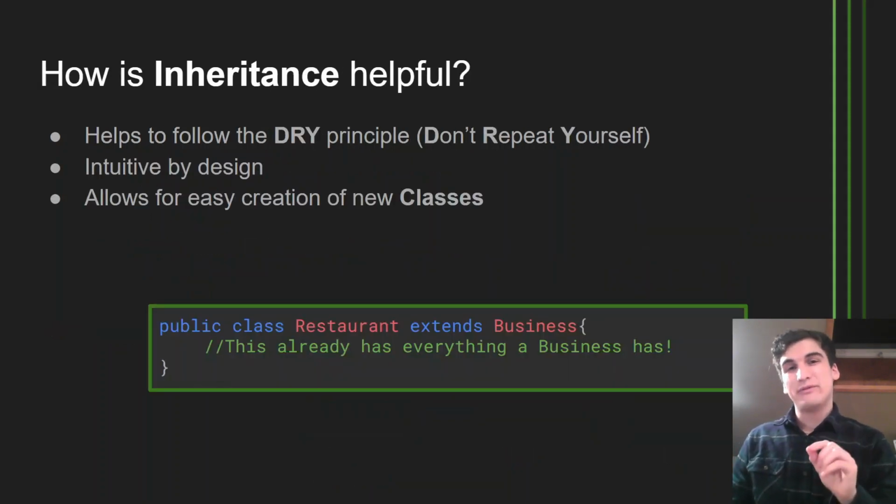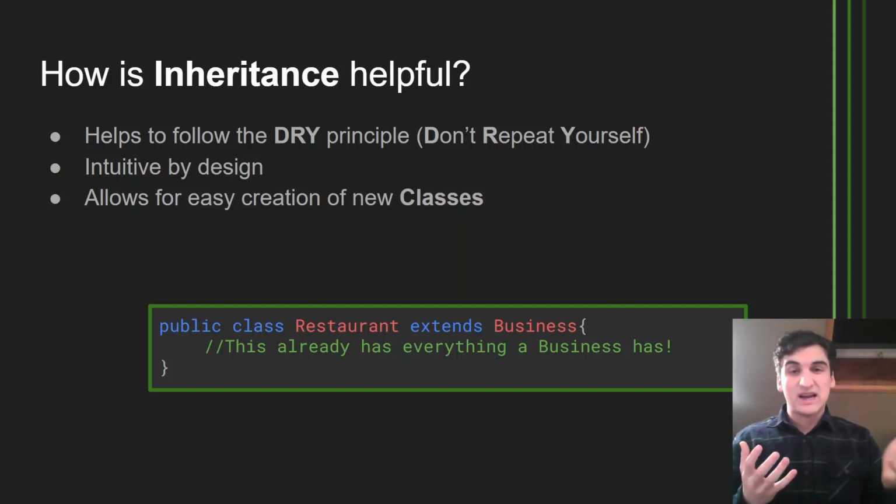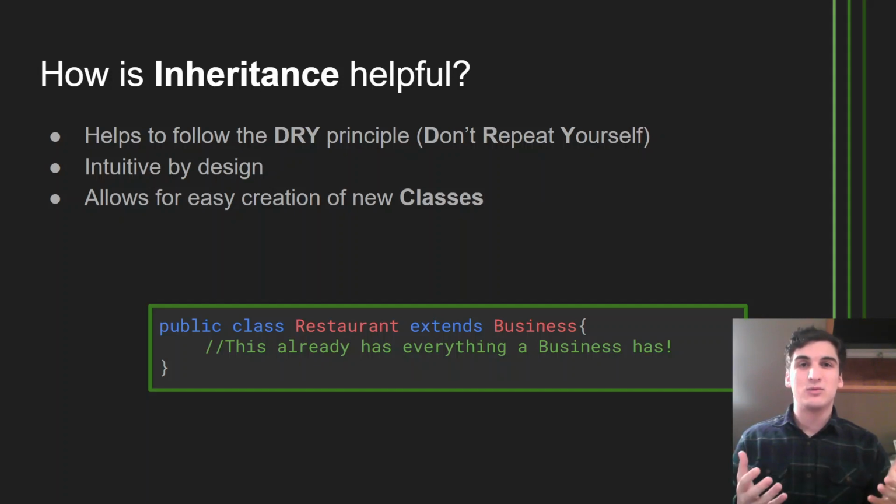But how is this helpful? Essentially, the inheritance helps you to follow the DRY principle of don't repeat yourself. Say you wanted to make 30 different types of buildings, you wouldn't want to go into each and every single file and change it if you needed to add something to what a building is. You wouldn't want to put down all that boilerplate over and over again either. It's just a waste of time, and there needs to be a better way.